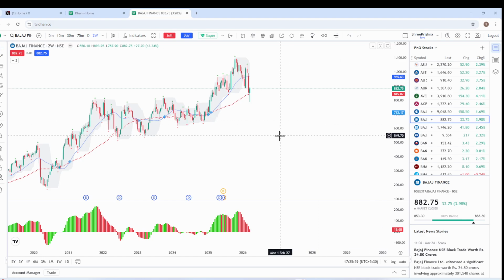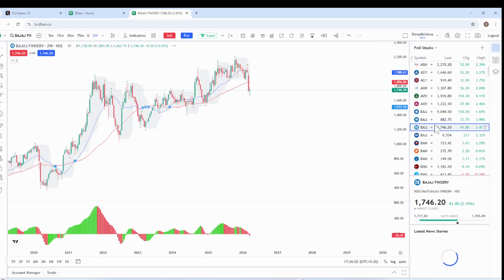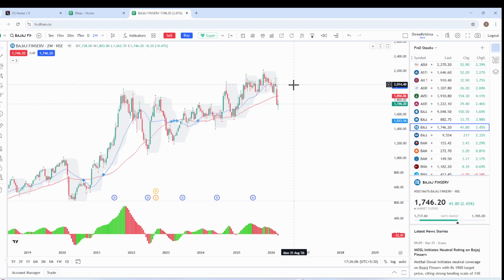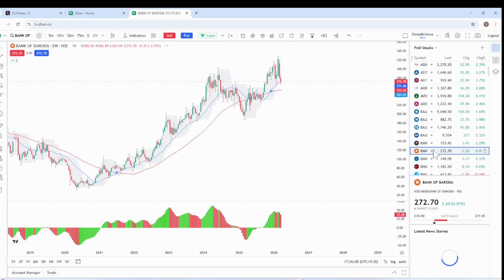We will say this, Bajaj Finance. This will likely make one more move, but not sure. Do not enter in this right now. Bank of Baroda.